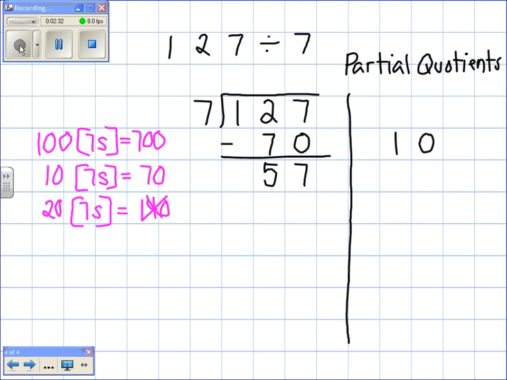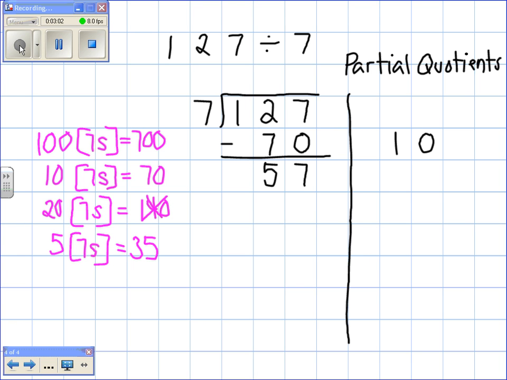Now let's find the number of sevens in 57. Let's ask ourselves, could we put 10 sevens in 57? No, because that would be 70, and that's bigger than 57. Let's think of our basic facts. Could we put 5 sevens in 57? Yes, because 5 sevens equals 35.